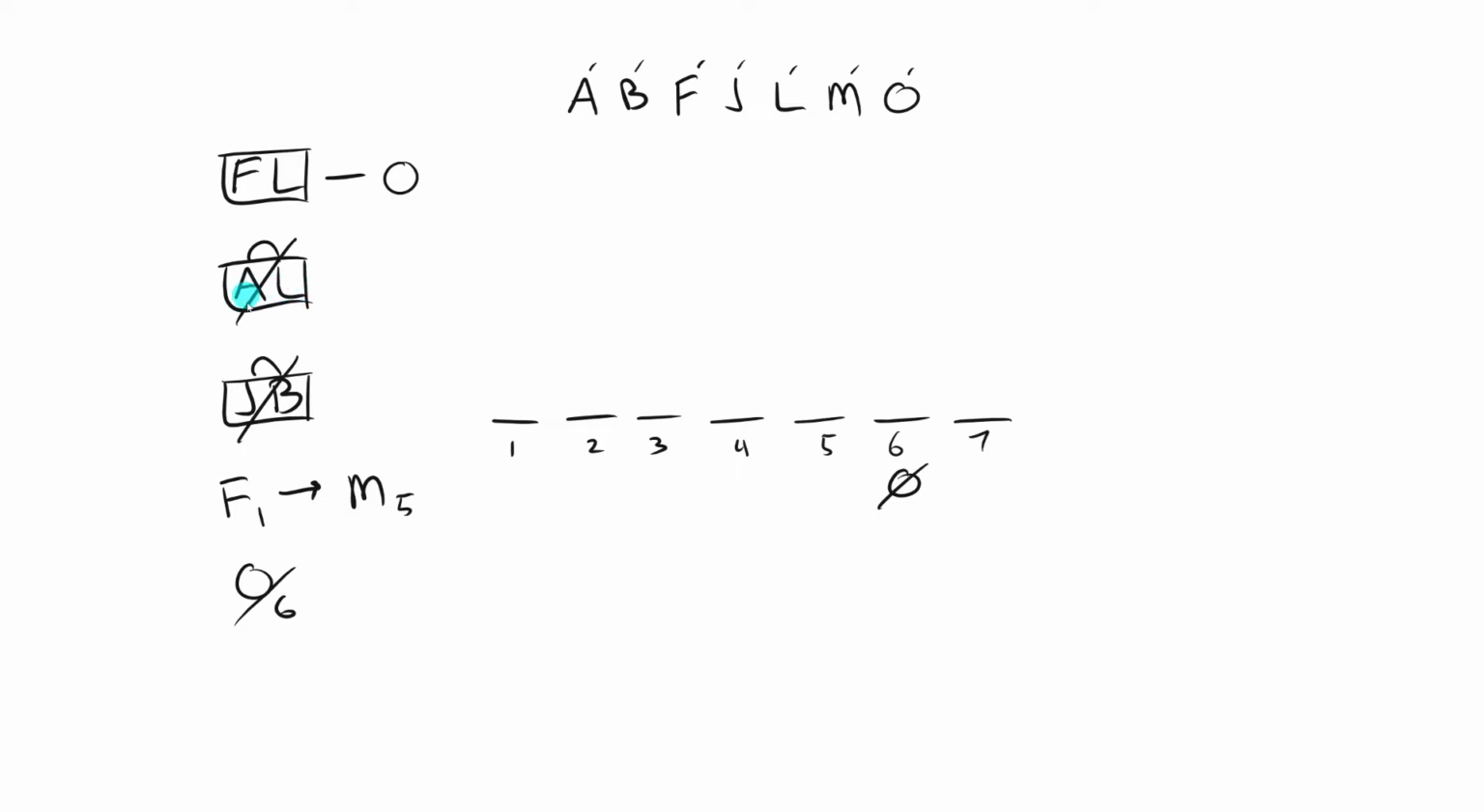The next rule says A and L can't go next to each other, and it doesn't matter the order. Same thing with J and B, they can't go next to each other and it doesn't matter the order. The fourth rule says if F tries out first, then M has to try out fifth, and then finally O cannot try out sixth.